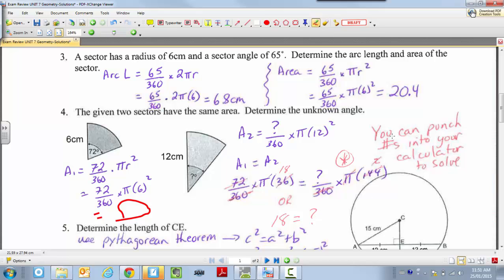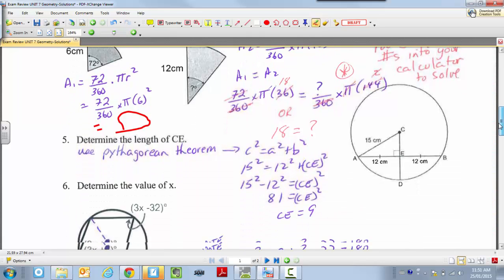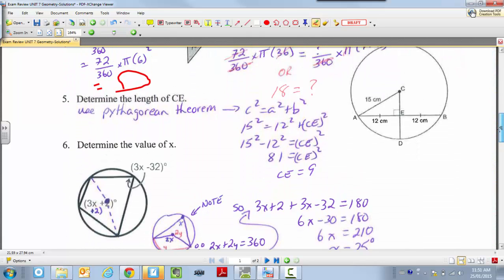Okay, so it says here you can punch this into your calculator to solve it. Obviously, I didn't have a calculator, but the math shouldn't be a problem for that question.